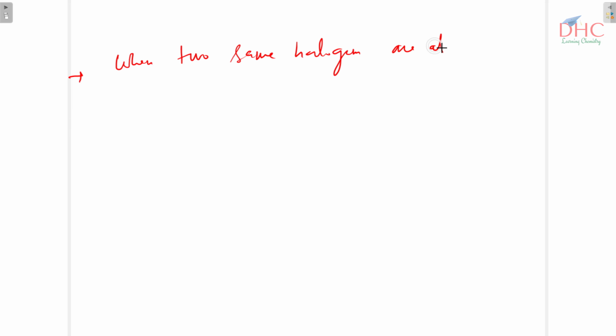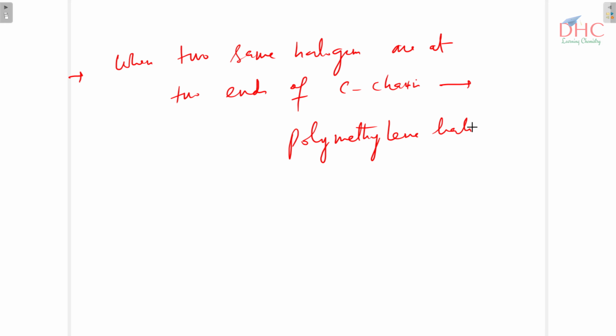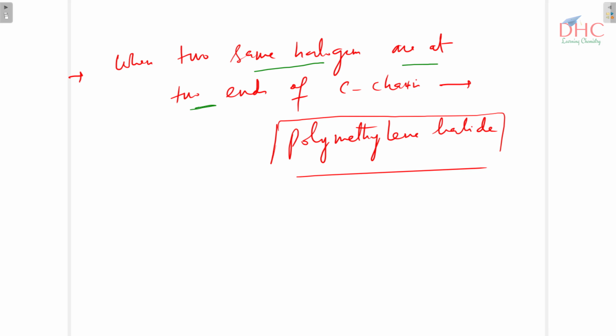Now we have one more category: when two same halogens are at two ends of a carbon chain, we name them as polymethylene halide. So instead of adjacent, we have the halogens at the two ends of the carbon chain. So same halogens at two ends of a carbon chain, we name them as polymethylene halide.